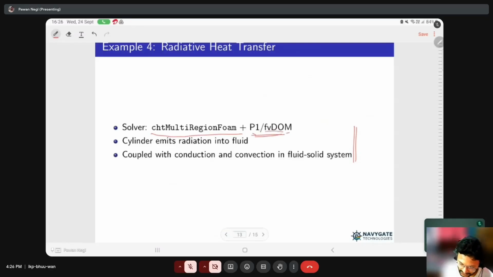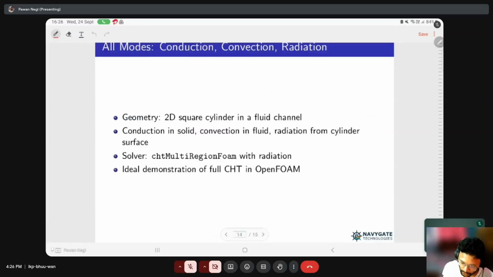So the cylinder will emit radiation into the fluid. Probably this will emit radiation and every fluid element will get some heat from this particular source, or these surfaces will get heated. We will see what we'll do in the examples when we set them up. We are going to consider all modes of heat transfer: conduction, convection and radiation. This geometry will remain the same, the 2D square cylinder in the fluid channel.